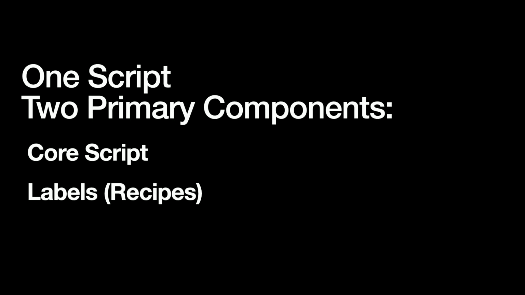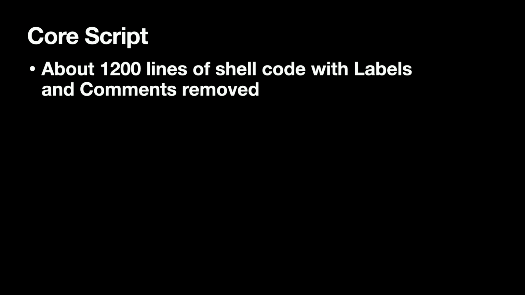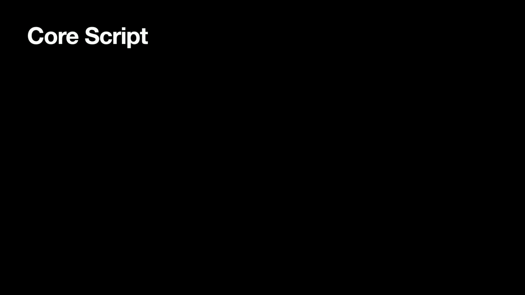Installomator is one very big shell script, but it can be broken up into two components. The first is the core script that does the work. It's about 1,200 lines of code, once you remove all the comments, the labels, the recipes, and empty lines. It is very well commented. It is not too difficult to go through and see each step and validate it's doing what the authors claim that it's doing.